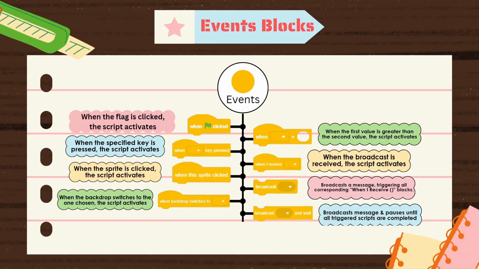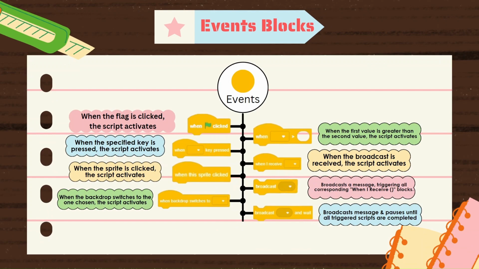We have used them while creating our projects, and the very first one is our when green flag clicked. It helps us to control our events, like when we want to do something. As when the green flag is clicked, our script is activated. In a similar way we can use when space key pressed or when the sprite is clicked. If we want our sprite to be activated on its clicking, we can just set it. Then there are some other blocks as well, like when this first value is greater than the second value, our script will activate.